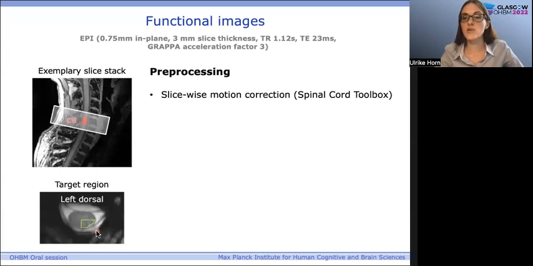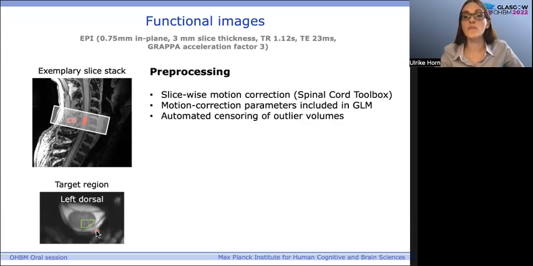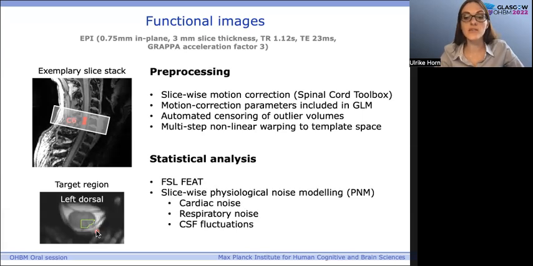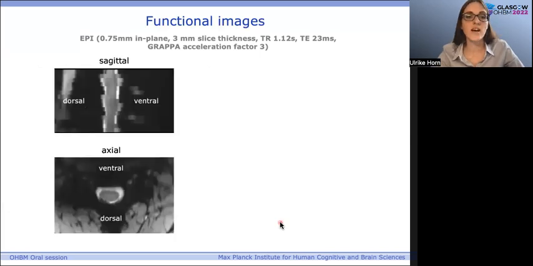We use a slice-wise motion correction algorithm that has been developed for the spinal cord. We include these motion correction parameters into our model and also automatically censor remaining outlier volumes. We also apply a multi-step nonlinear warping to template space and use standard statistical analysis pipelines using FSL FEAT. And we take care of the different sources of noise using a slice-wise physiological noise modeling as developed for spinal cord fMRI. Here you now see an example of one participant's EPI data.